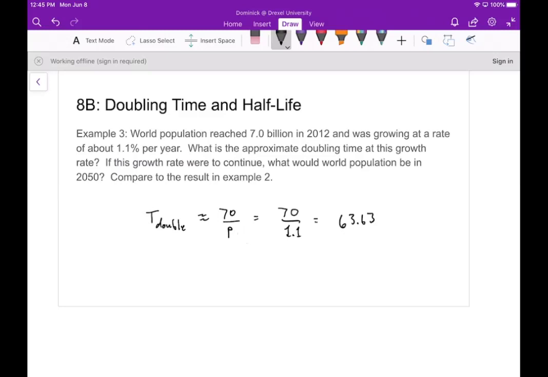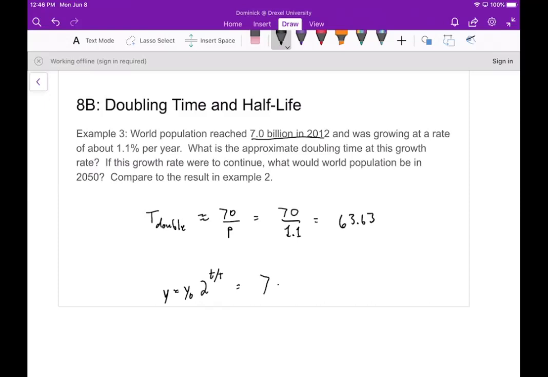Okay. Now we're going to assume that the growth rate were to continue and compare this to the world population in 2050. Now, here we're given that we're starting at 7 billion in 2012. So we're going to have something like, again, y equals a times 1 plus p to the x. Oh, wait, I should be using the doubling formula. Sorry about that. So we should have y0 times 2 to the t over big T.